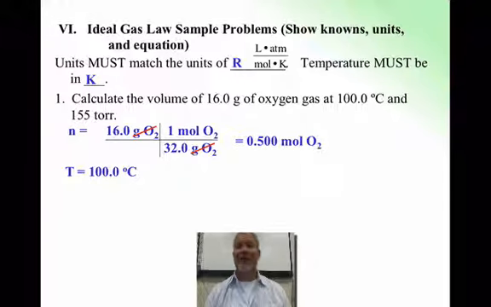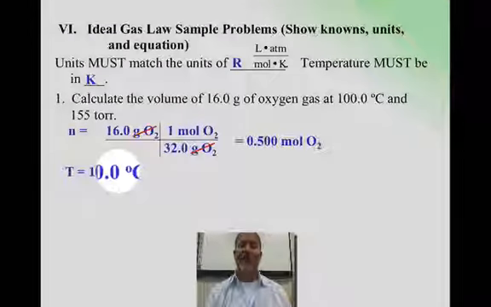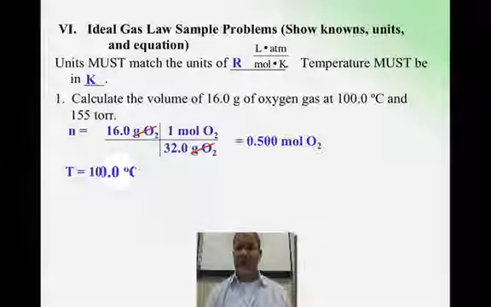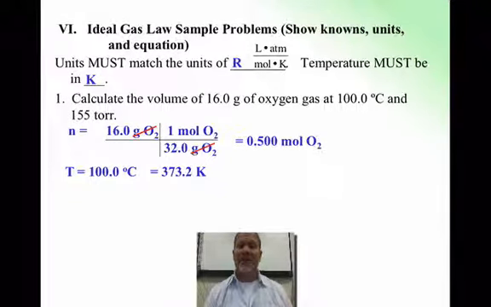That's my n. The next piece of information I have is temperature. Well, my problem is it's in Celsius. It must be in Kelvin. It's 100.0, which has one digit to the right of the decimal, so I add 273.15, and the 0.15 rounds up to 0.2. So it ends up being 373.2 Kelvin. 4 sig figs in that, by the way.